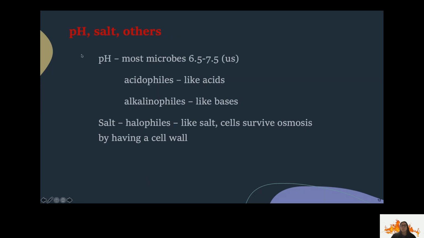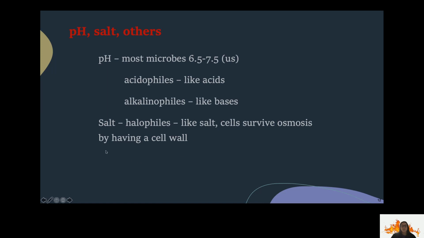All right, another set of growth conditions can be things like pH or salt. So most microbes really like a pH somewhere around 6.5 to 7.5, which again, I'll point out is pretty similar to human pH. These ones that can take on the lower end of the spectrum that like acids are known as acidophiles. There are even a few that like to live on the high end of the pH scale, and those are known as alkalinophiles, so they like bases. The ones that are salt-loving microbes are called halophiles, and they like the salt so much that they can survive any of those changes in osmosis that would normally shrivel a cell. They thrive within that environment.